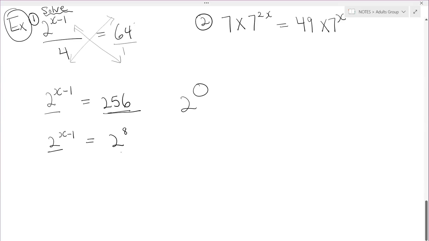So once we are back with same bases, if I have 2 to the power of x minus 1 is equal to 2 to the power of 8, these two things are equal to each other. So that will just mean that x minus 1 will have to be equal to 8. And in order for me to solve for x, I could just add 1 on both sides because I want to get x by itself. So that will be x is equal to 9. So that's how we solve for x here.